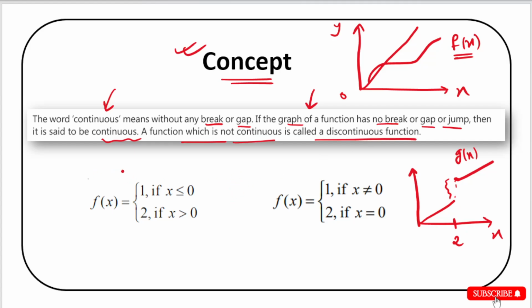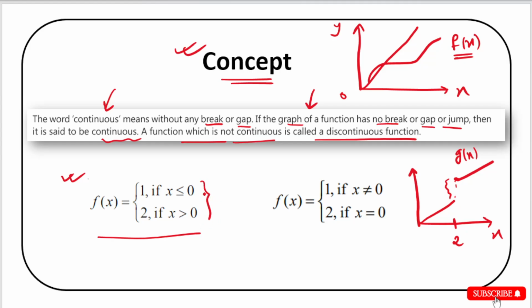Okay, now let us take an example. Look at this function. The function is f(x), which takes the value 1 if x is less than or equal to 0, and it takes the value 2 if x is greater than 0. Now what you have to do is check the continuity of this function at the point 0.